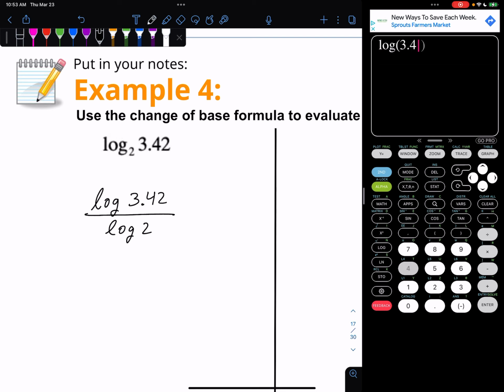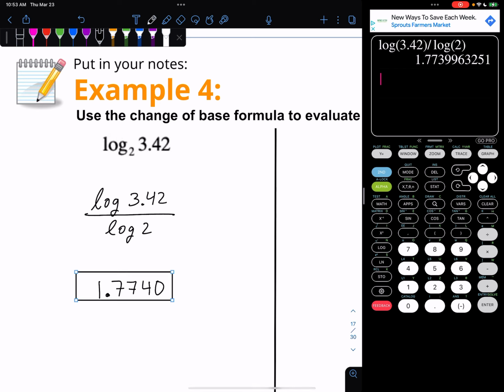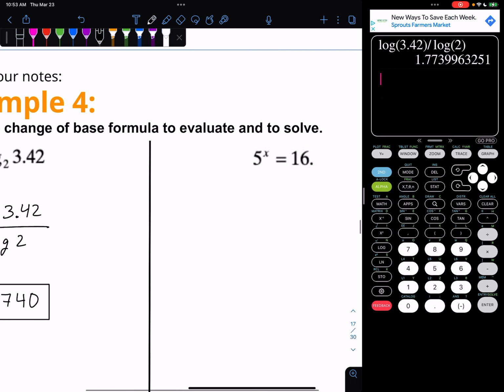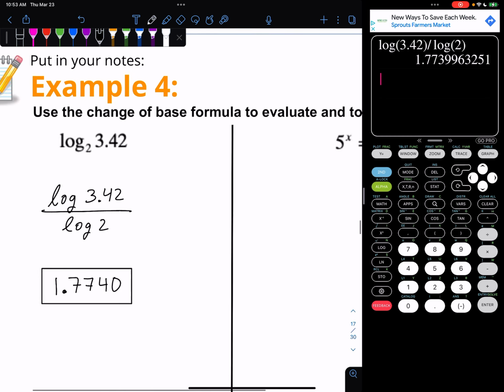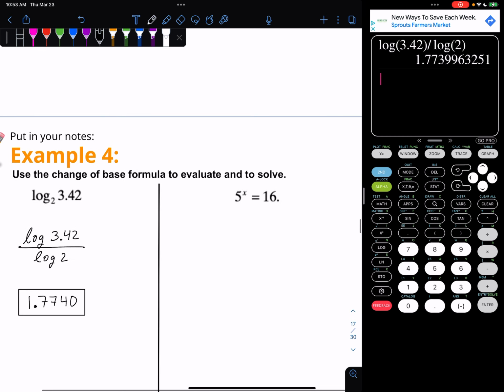Log 3.42 divided by log 2 is 1.773. Oh, no, that's 1.7740, because we have to round. So you're rounding for that one. Sorry, it doesn't say, so you're going to round to the same place, so 4 decimals. 7, 7, and then 40, yeah.